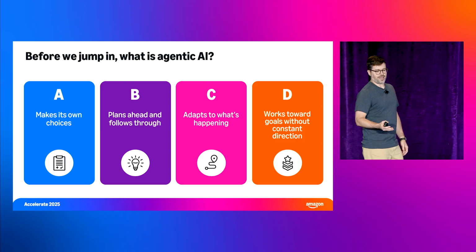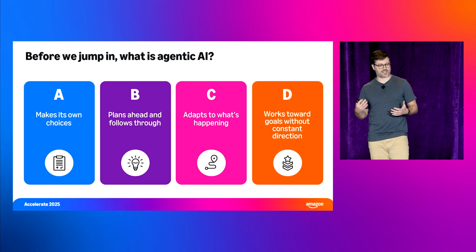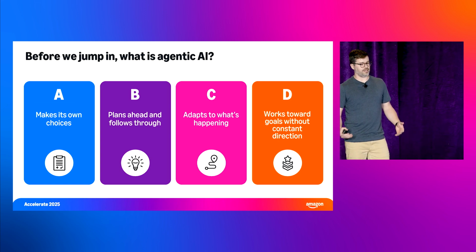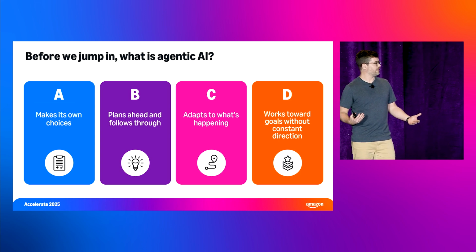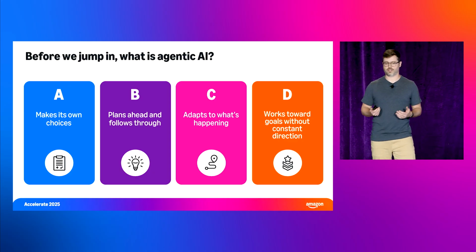Is an agentic AI system A, a system that makes its own choices? Is it B, a system that plans ahead and follows through? Is it C, a system that adapts to what's happening? Or is it D, a system that works toward goals without constant direction?